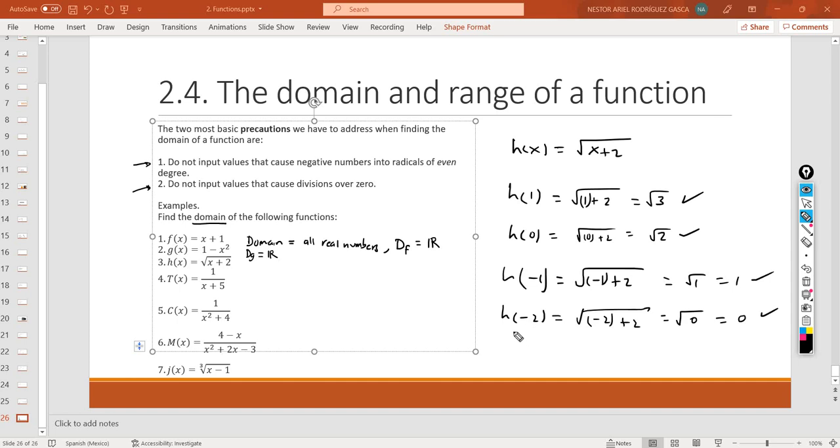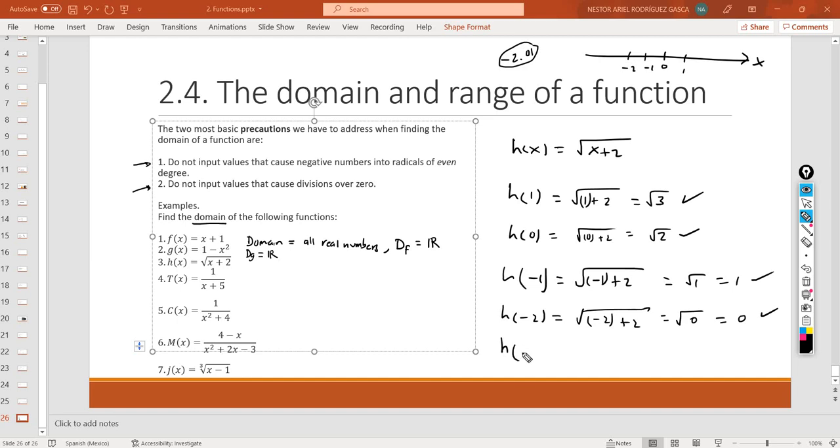The problem starts when you give any value less than minus 2. If this is the real line, this is 0, this is minus 2, minus 1, 1. Any value to the left of minus 2 will cause problems, no matter how small. For example, minus 2.01. This value is extremely close to minus 2, almost beside it, so to speak. This number will cause problems in my function.